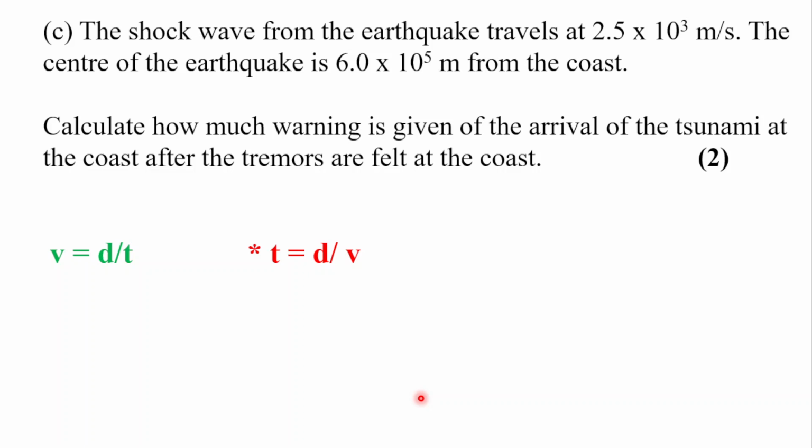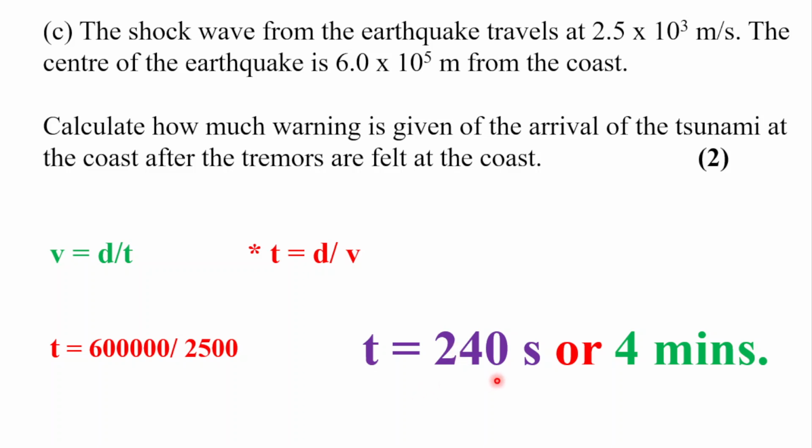All right, so we know that speed is equal to distance over time, so therefore time is equal to distance divided by speed. So our time is going to be 600,000, which is based on our 6 times 10 to the 5, divided by 2,500, which is our speed. 2.5 times 10 to the 3 is 2,500. And so as a result, our time is going to be 240 seconds, or in minutes, divide this by 60, you get 4 minutes. All right. So you have a 4 minutes warning or a 240 seconds warning.